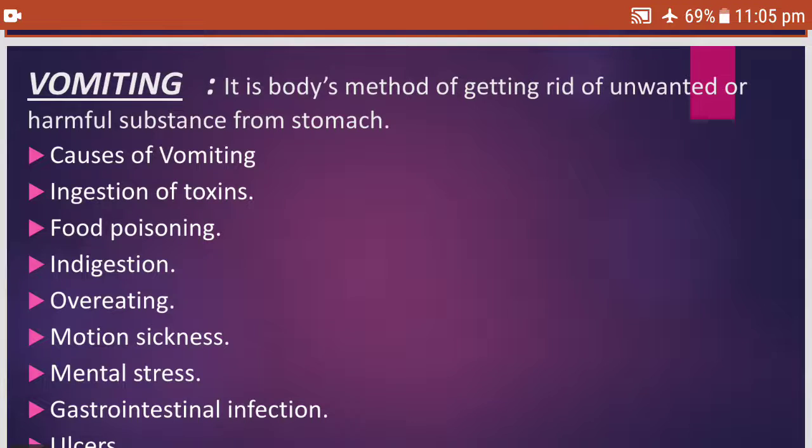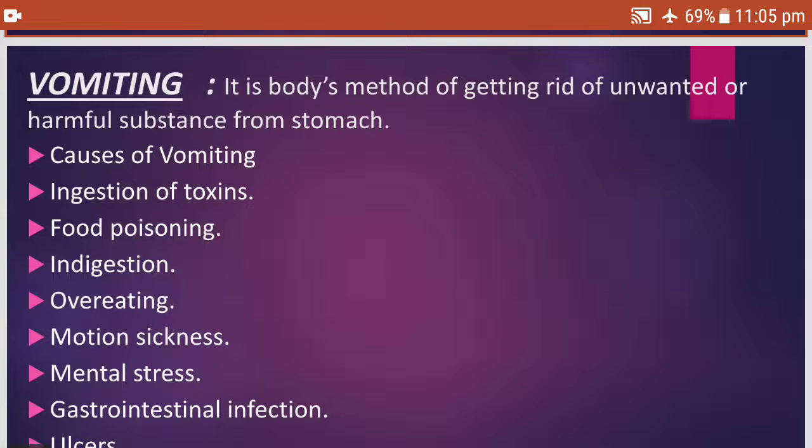Then what is vomiting? Vomiting is the body's method of getting itself rid of unwanted or harmful substances from the stomach. The peristaltic movements of the stomach and esophagus reverse their normal direction and the food is expelled.